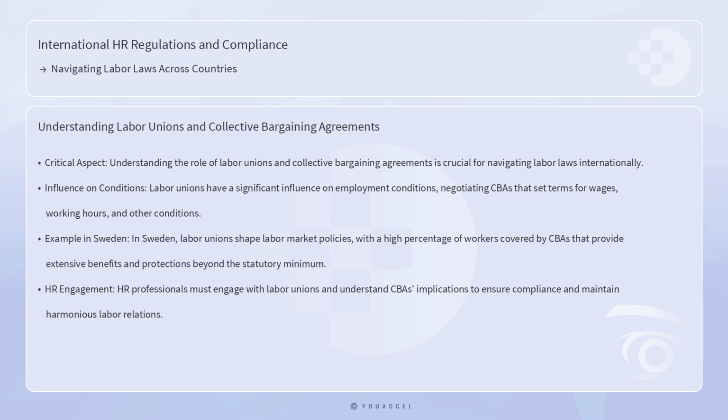Another critical aspect of navigating labor laws internationally is understanding the role of labor unions and collective bargaining agreements. Labor unions have a significant influence on employment conditions in many countries, negotiating CBAs that set terms for wages, working hours, and other employment conditions. For instance, in Sweden, labor unions play a pivotal role in shaping labor market policies, with a high percentage of workers covered by CBAs that provide extensive benefits and protections beyond the statutory minimum. HR professionals must engage with labor unions and understand the implications of CBAs to ensure compliance and maintain harmonious labor relations.